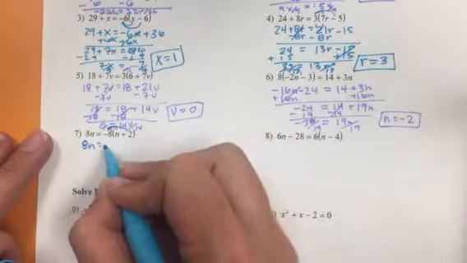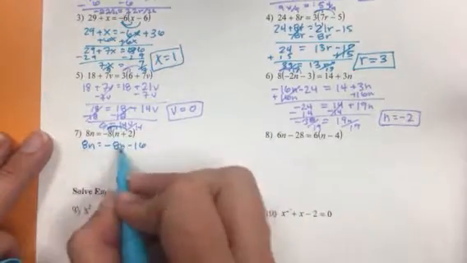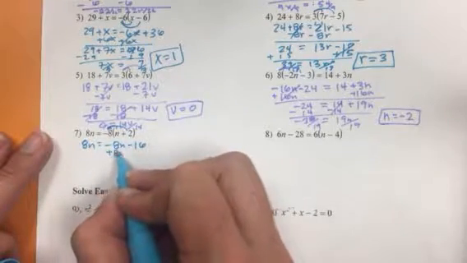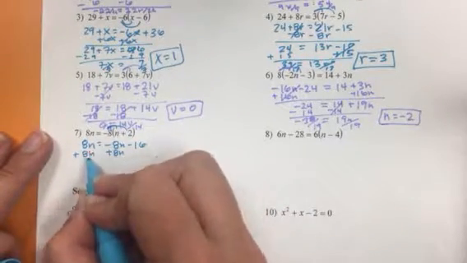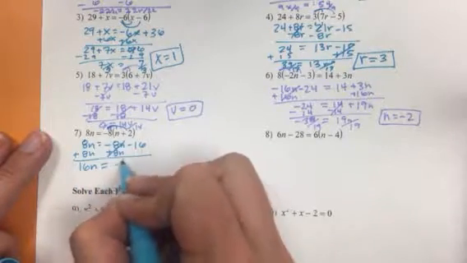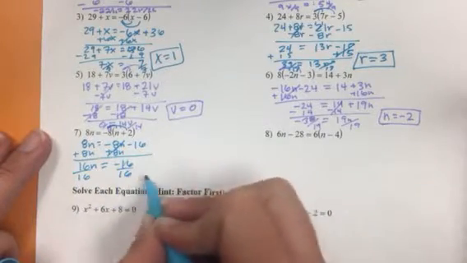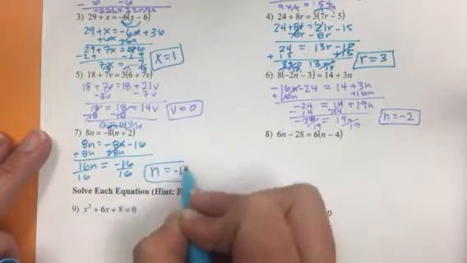On problem 7, we have 8n. Distribute the negative 8 in. Negative 8n minus 16. The n's I'm going to combine together. 8 and 8 makes 16n. Negative 16 drops down. Divide by 16 and n is equal to negative 1.